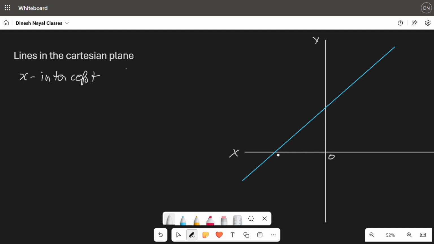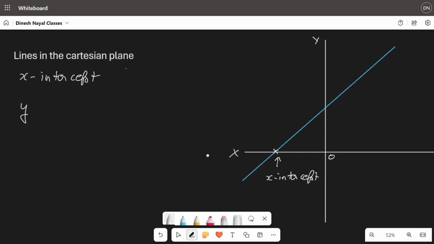So this is the x-axis, and as you can see, this blue line is cutting the x-axis at this point. So this point is what? This is the x-intercept. Okay. Now what is the y-intercept?